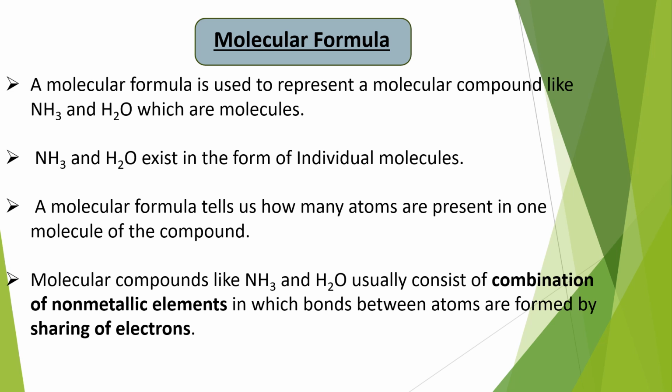Molecular formula. A molecular formula is used to represent a molecular compound like NH3 and H2O, which are molecules. Ammonia and water exist in the form of individual molecules. A molecular formula tells us how many atoms are present in one molecule of the compound. Molecular compounds like NH3 and H2O usually consist of a combination of non-metallic elements in which bonds between atoms are formed by sharing of electrons.